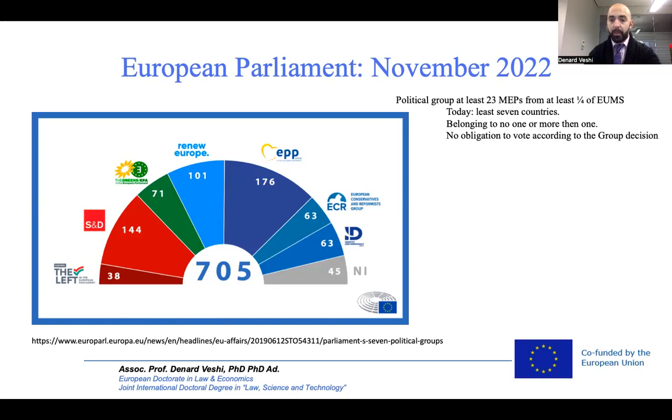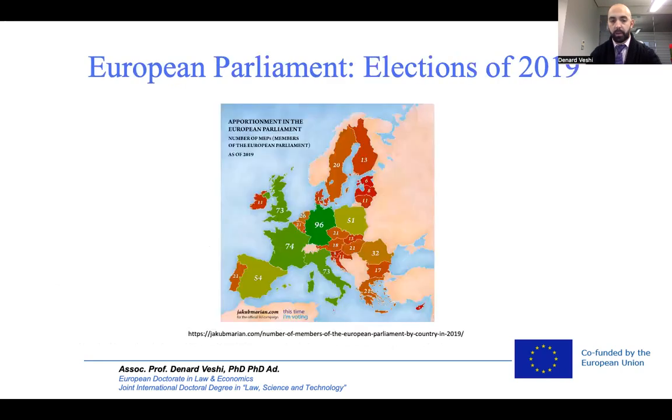One member can belong to more than one group, or he can decide not to belong to any of these groups. These pictures, which are taken from the source of the European Parliament, show the division of the European Parliament in November 2022. These slides show the numbers of the members that each country sends, and we are going to explain it later.